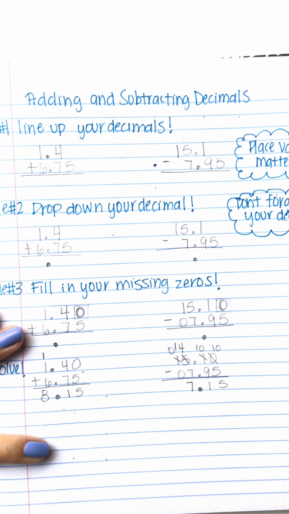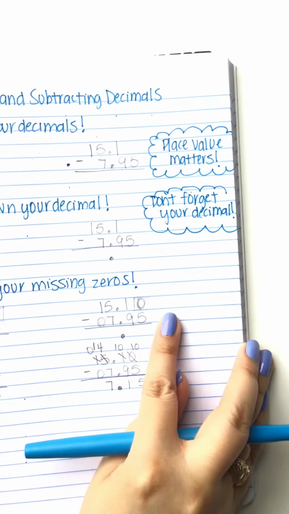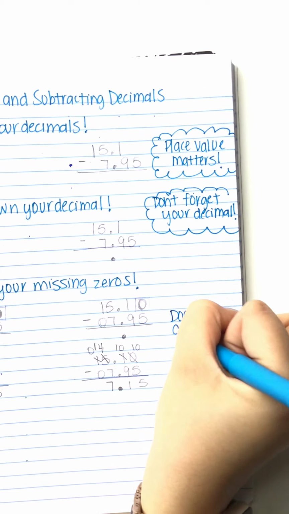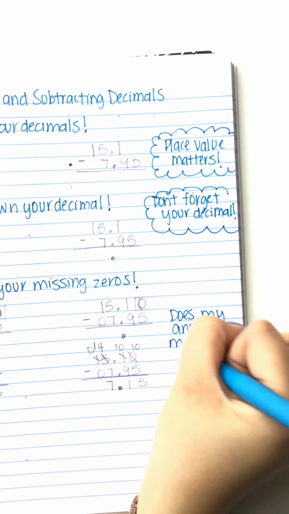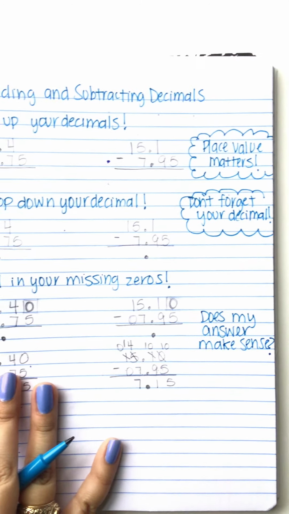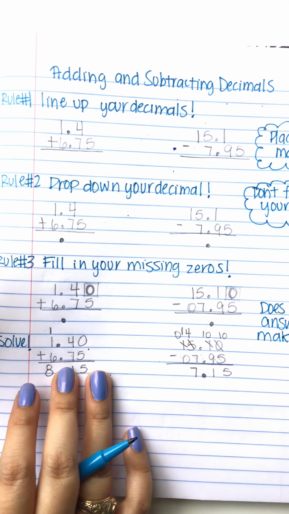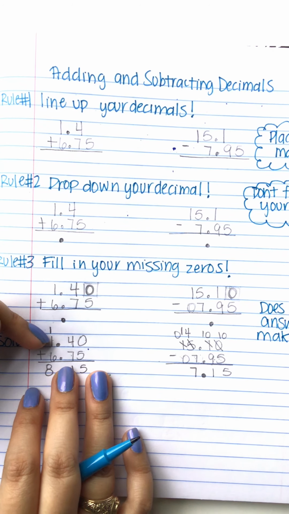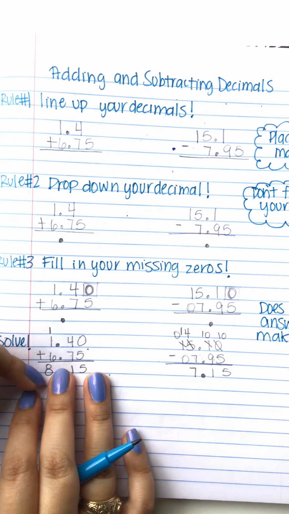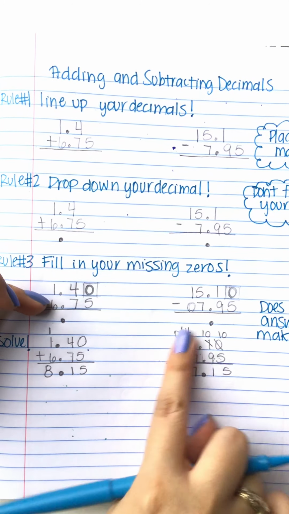It is really, really important that whenever you solve these questions, you ask yourself this question, okay? Does my answer make sense? Okay, does your answer make sense? If you forget your decimal, you get 815. Well, $1.40 plus $6.75 is not going to give you $815. So you can think to yourself, okay, I probably forgot a step or I did something wrong. The same thing goes for this problem right here.